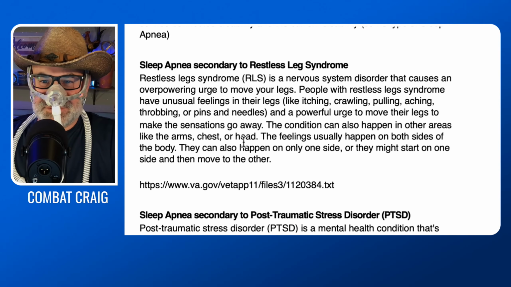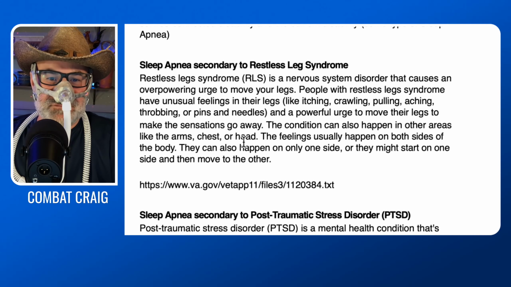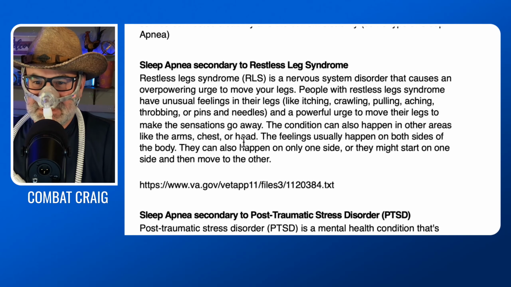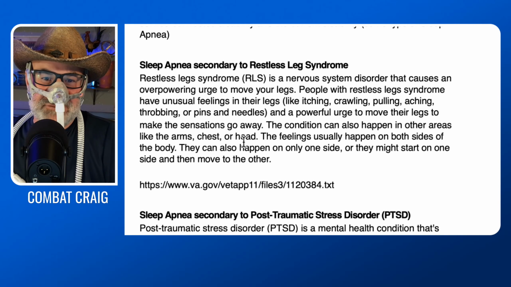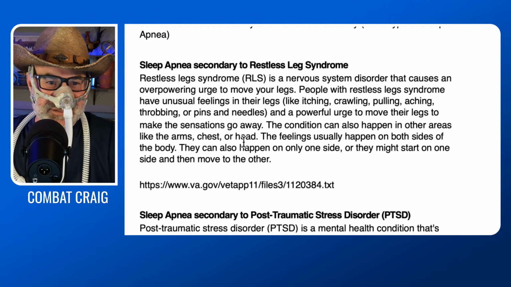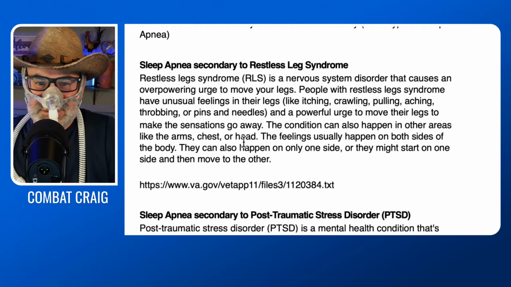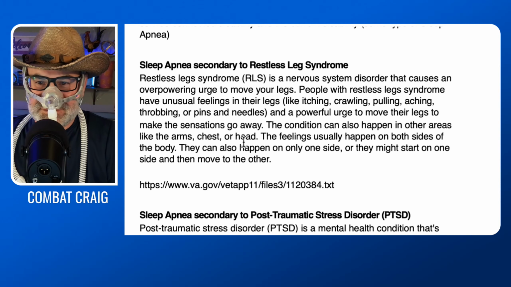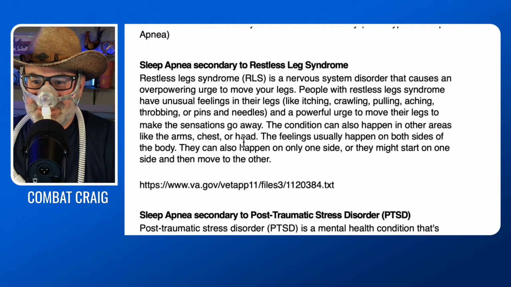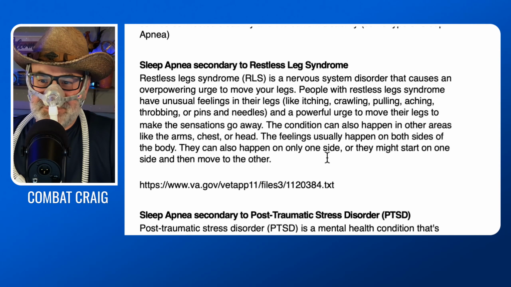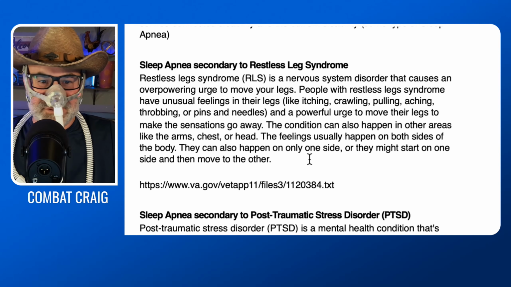Restless leg syndrome is a nervous system disorder that causes an overpowering urge to move your legs. People with restless leg syndrome have unusual feelings in their legs, like itching, crawling. I don't even get any of that, I'm just asleep in a nightmare. But if you are awake, I guess you can feel these kinds of things. The condition can also happen in other areas like the arms, chest, or head. The feelings usually happen on both sides of the body, or they can happen on only one side.